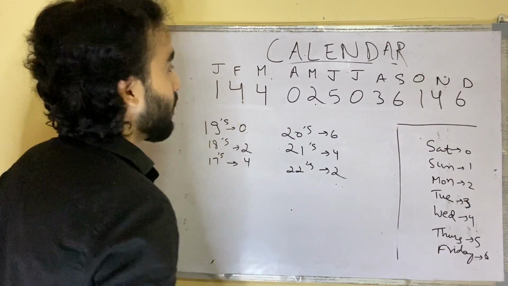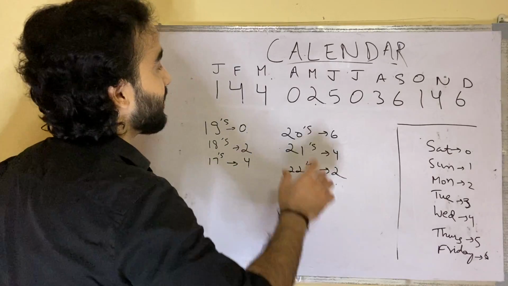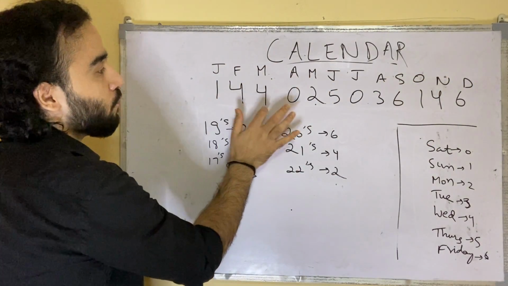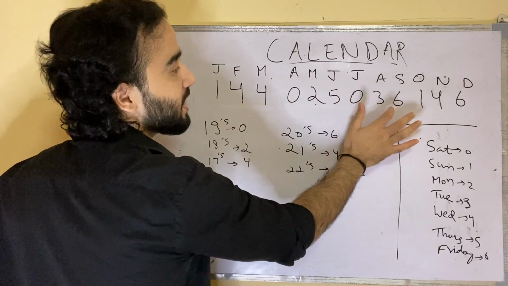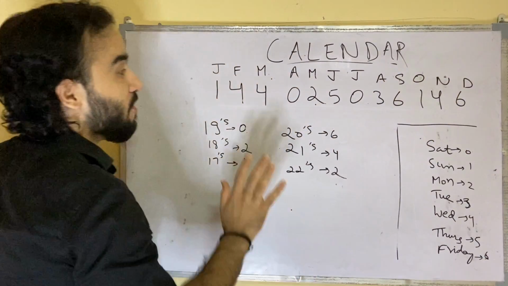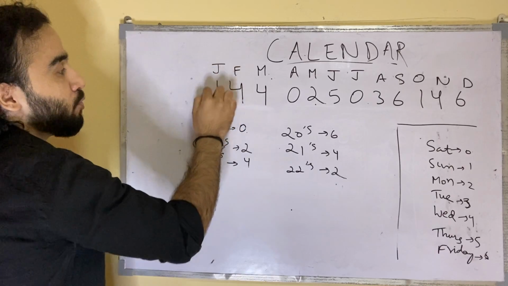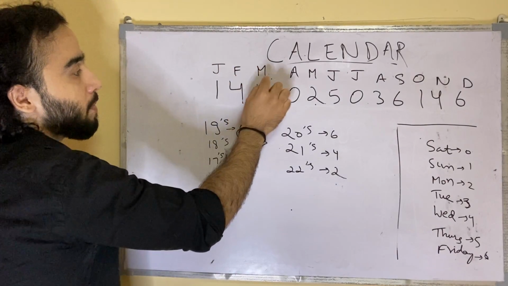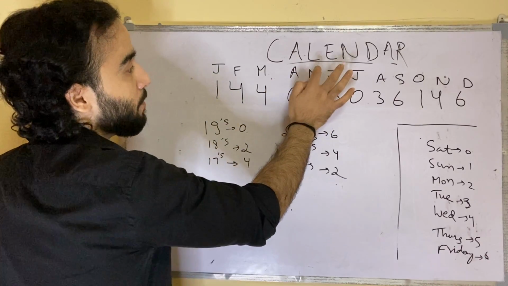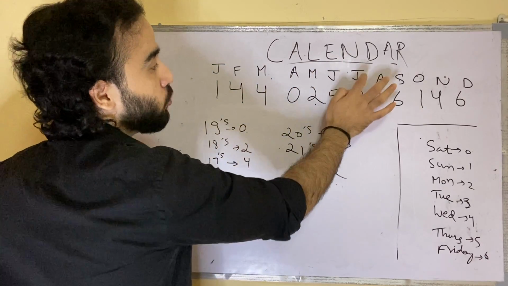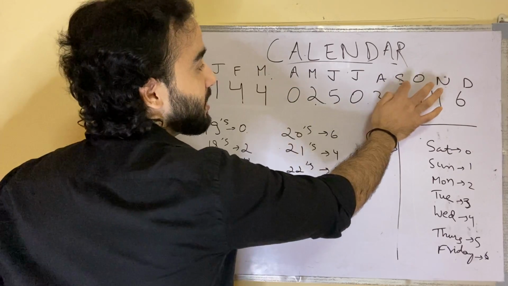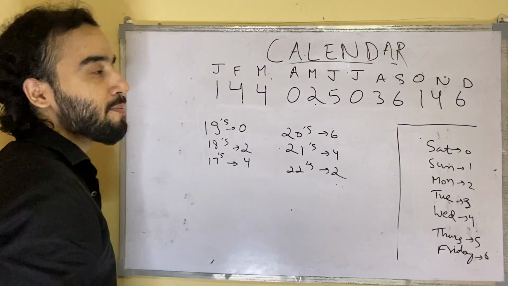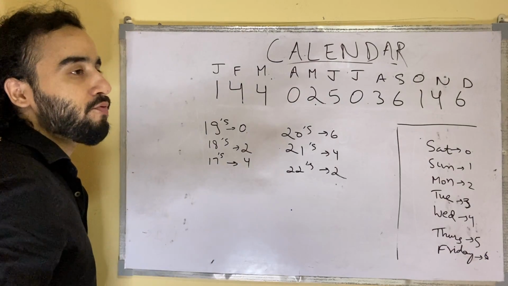First of all, I have categorized the numbers from January to December. It's like 144, 025, 036, 146. What it means: for January, I have put the number 1. For February, 4. For March, 4. April, 0. May, 2. June, 5. July, 0. August, 3. September, 6. October, 1. November, 4. December, 6. For example, someone tell me, what is the number for August?